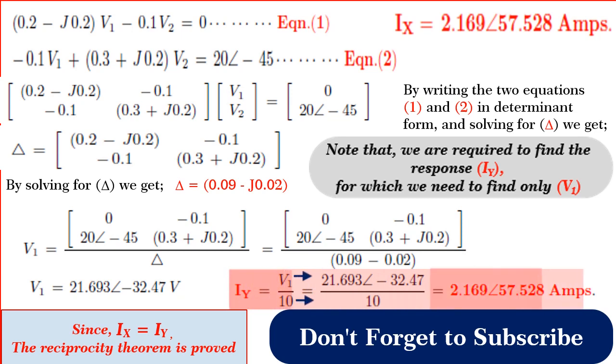By substituting the values and solving, we get Iy is equal to 2.169 angle 57.528 amperes. We find that Ix is equal to Iy, hence the reciprocity theorem is proved. Very simple, isn't it?